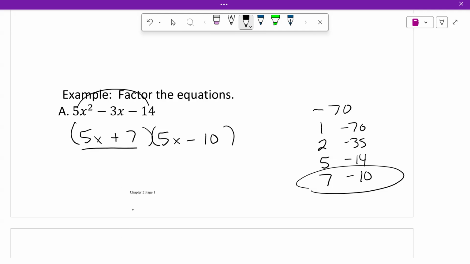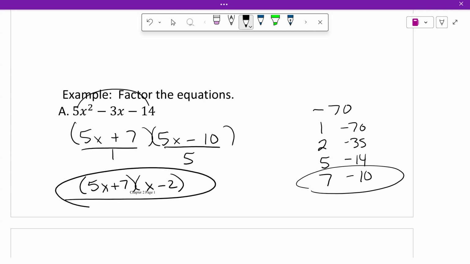Now, what's the greatest common factor of this one? There really isn't one, right? So it's 1. What's the greatest common factor of this one? 5. So we divide each of these by 5. Now, we do not take it out front like we did with the normal greatest common factors. That's the only difference with this. We just divide it and it disappears. So the answer is 5x plus 7 times x minus 2.